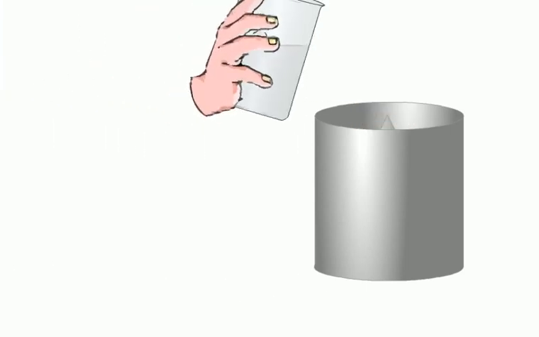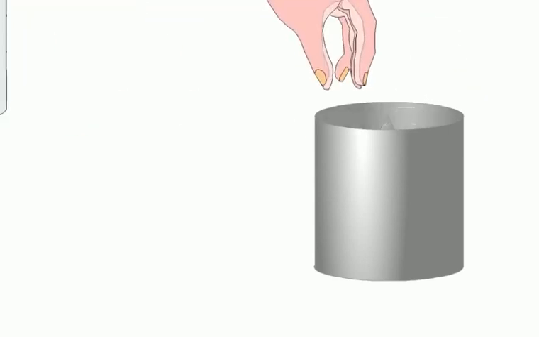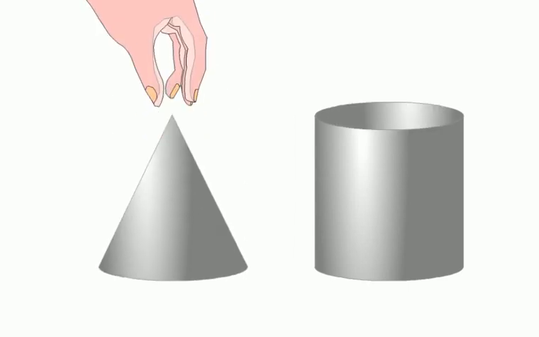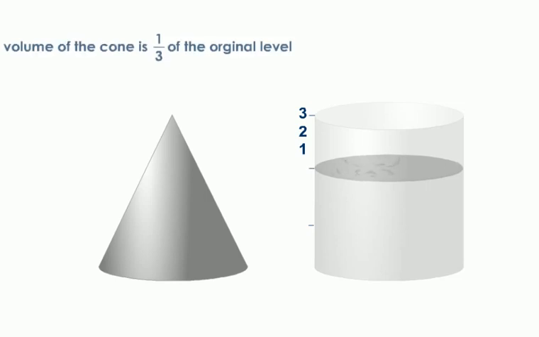Now, fill water into the cylinder up to the brim. Take out the cone and observe the amount of water left in the cylinder. Do you notice here that the level of water in the cylinder is now about 2/3 of the original level? Can you conclude from this activity that the volume of the cone is 1/3 of the volume of the cylinder?